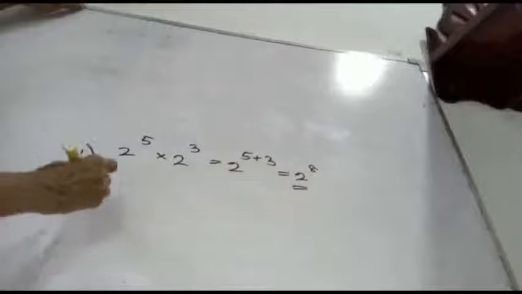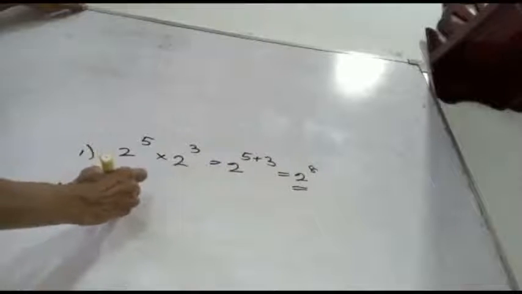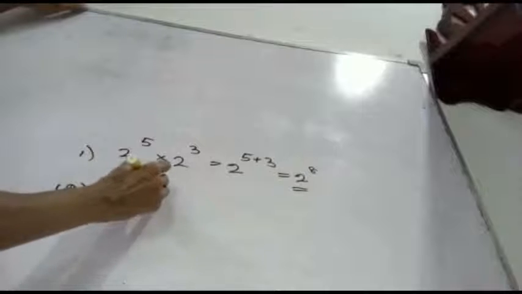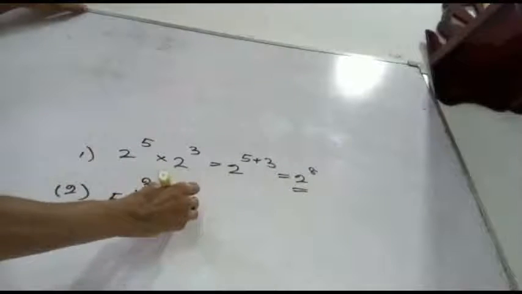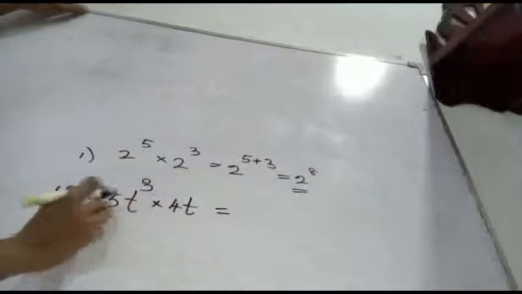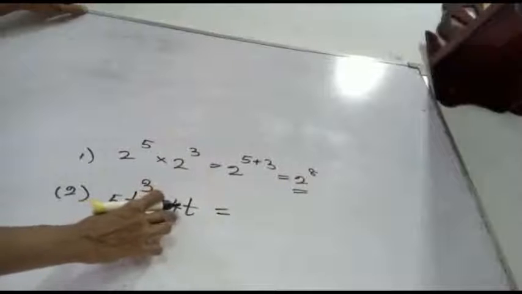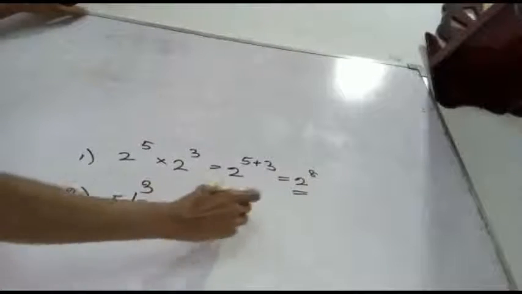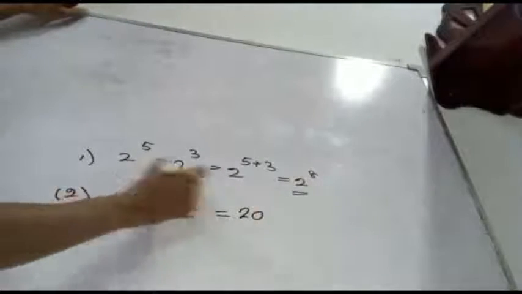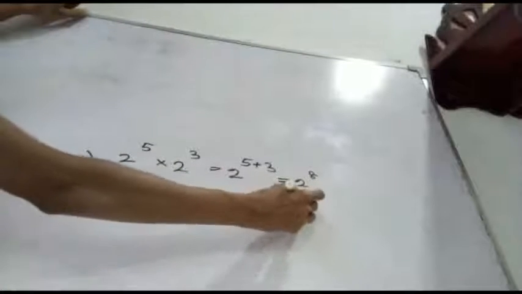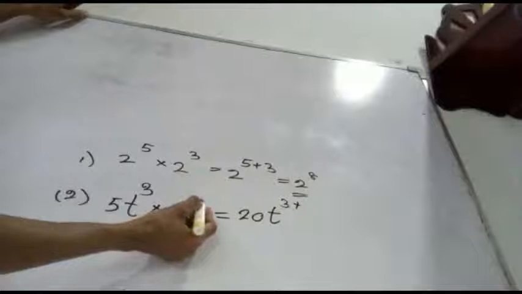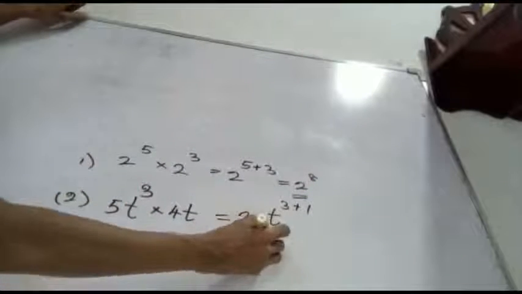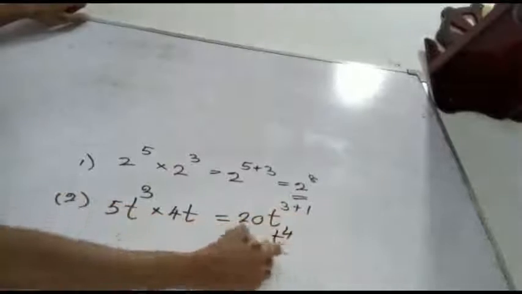Second one. 5t to the power 3 times 4t. Numbers are multiplied: 5 times 4 is equal to 20. t to the power 3, here plus, here the index is 1. The index of t is 1. So 20 t to the power 4.